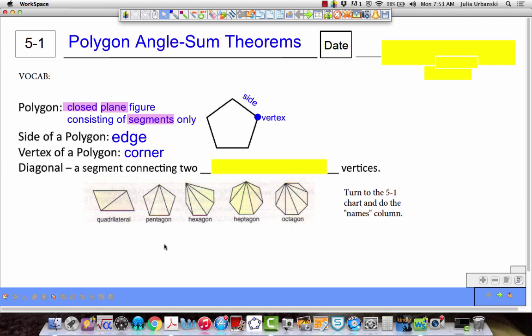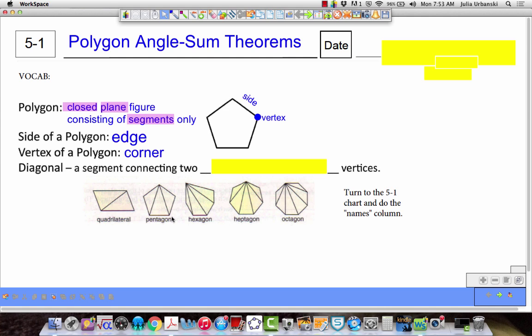A diagonal is when you have a segment drawn from corners that are not consecutive. So this corner is next to this corner, that's a side. But if you draw from a corner to something across from it that's not next to that corner, you get a diagonal from here to here. You can't go to the one beside, you go this way and this way.